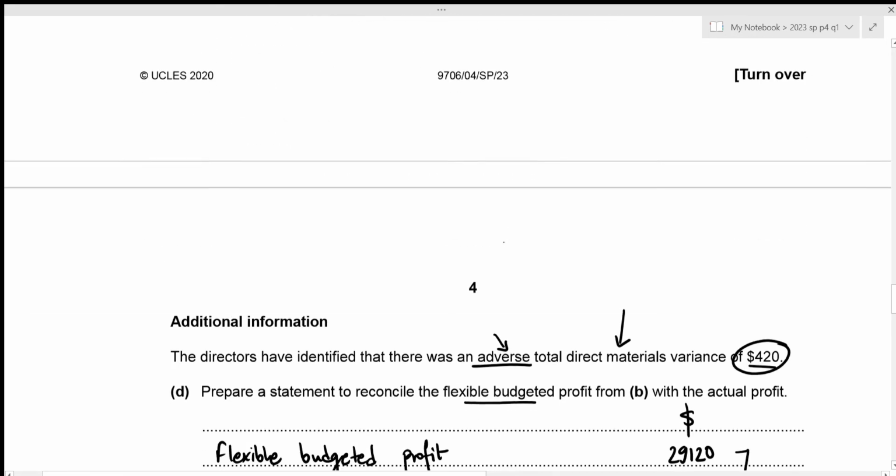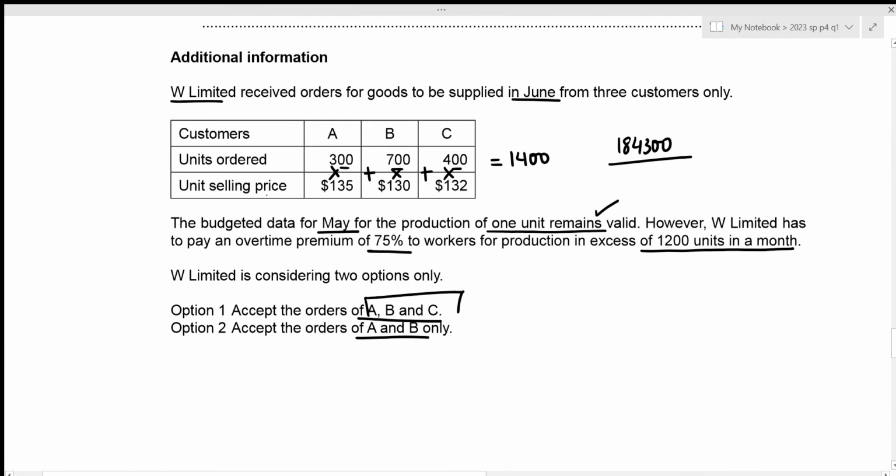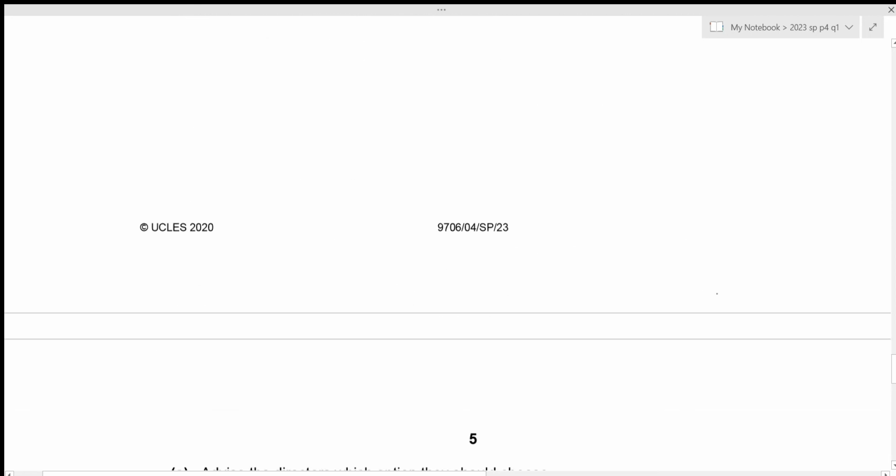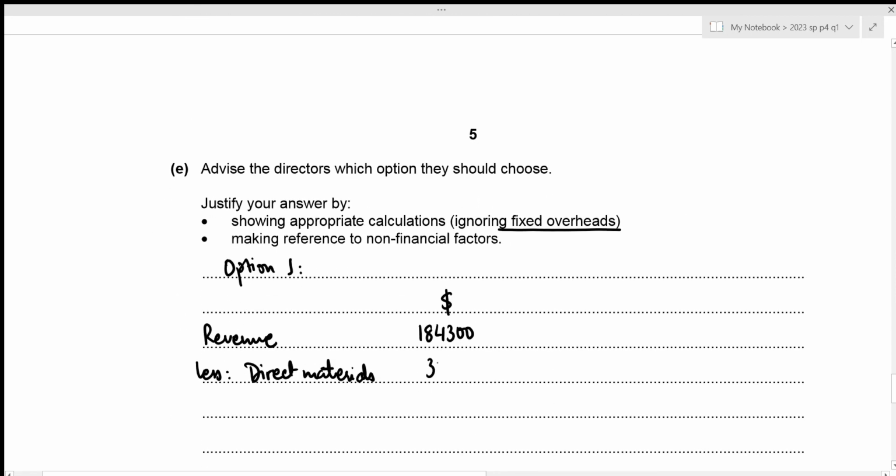For our option 1, we are accepting all 3 orders. So that's the total of 1400 units, which means that the direct material is just going to be 1400 times direct material per unit of 24, which results in the value of 33,600. Let's write it down. So that's 33,600, which is a cost. So I'm just going to write it down in a bracket.